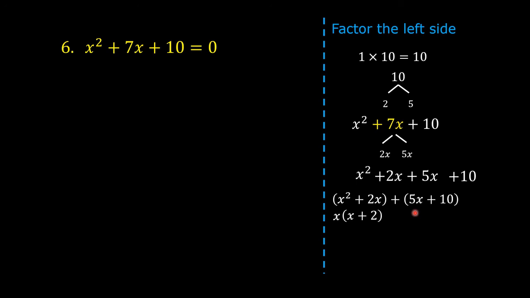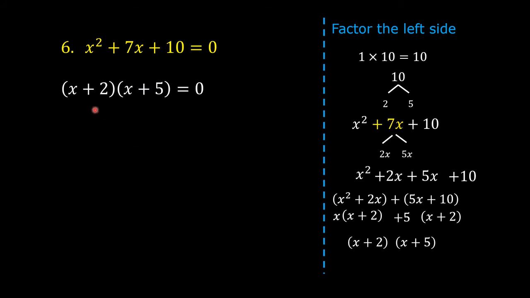The greatest common factor of 5x plus 10 is 5. Factor it out. 5x divided by positive 5 is x, and positive 10 divided by 5 is positive 2. So x plus 2. You can see that x plus 2 is the same as this one, x plus 2. Copy one of them, and then enclose in parentheses x and positive 5. These are now the factors of x squared plus 7x plus 10.